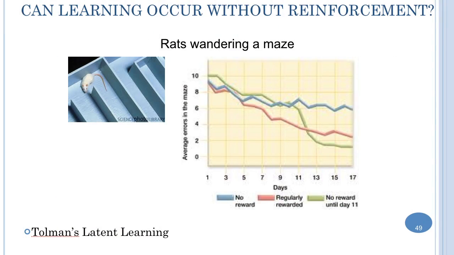And so this chart is showing how many errors. So basically, how good were they at getting to the end of the maze? And you can see that the group that got no reward, they weren't very good. They were consistently bad at getting to the end of the maze because they weren't being rewarded for doing so. So really, they had no motivation, if I can interpret what the rat was thinking. Then the group that was regularly rewarded, as you'd expect, kept getting better.